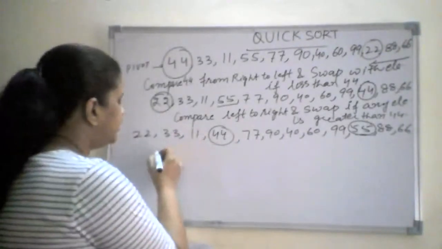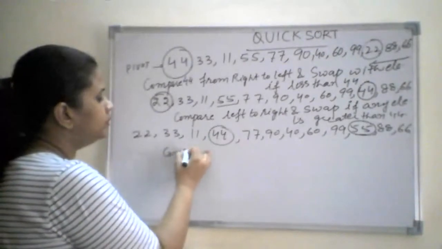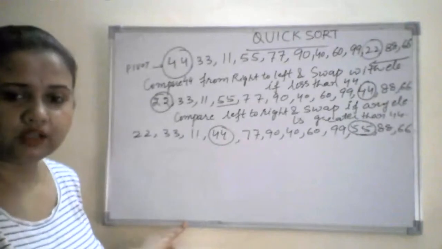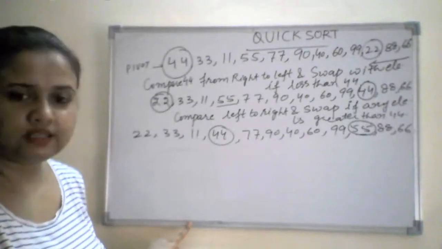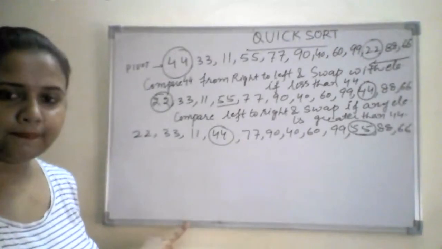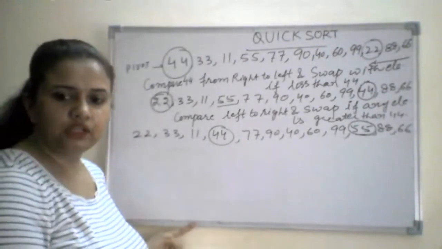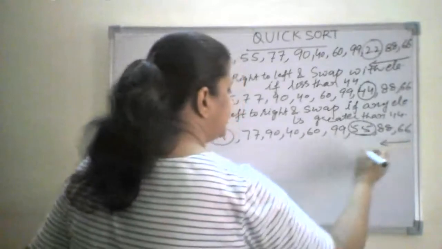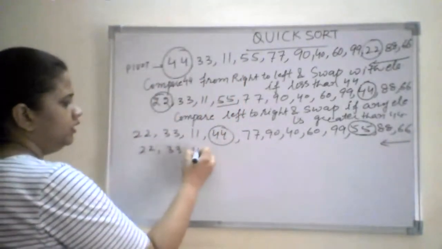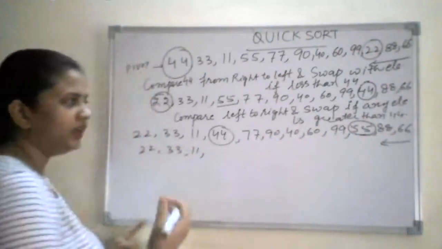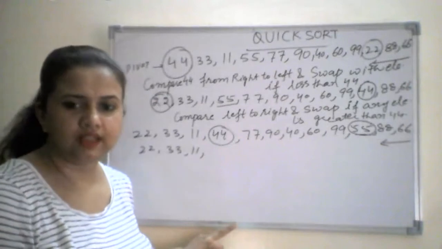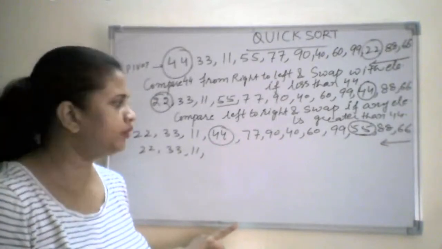Now tell me, from where do I do the comparison next? How do I compare 44 now with the rest of the elements, left to right or right to left? Yes, it will be right to left. So when I start comparing, I compare right to left, and I will only swap when I come across any element which is less than 44.